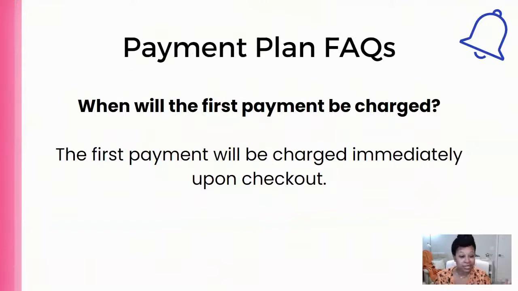So let's say they purchased it today, November 9th. The first payment will go through today. Then the second payment would be December 9th and then January 9th.